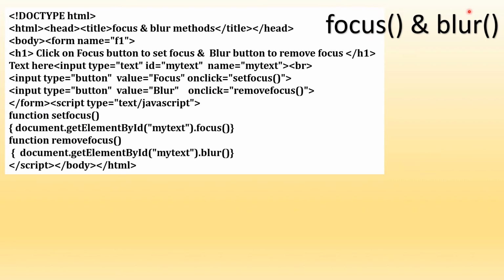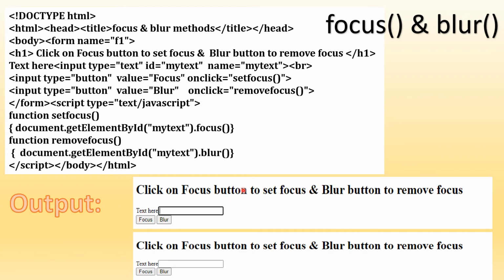Focus, what is the purpose of it? What is the purpose of blur? That much. Now, in the first button, where the value focus is written, if I click on that, it will call setFocus, which is my function. What does it do? In this function, I have used .focus on that text field. If I click on the blur button, it calls removeFocus, a user-defined function. It will remove the focus from the text field. So I get the focus onto the text field, and I move the focus away from the text field.